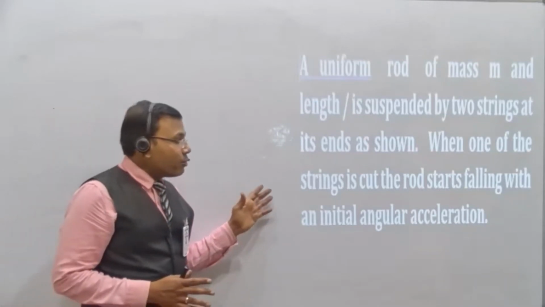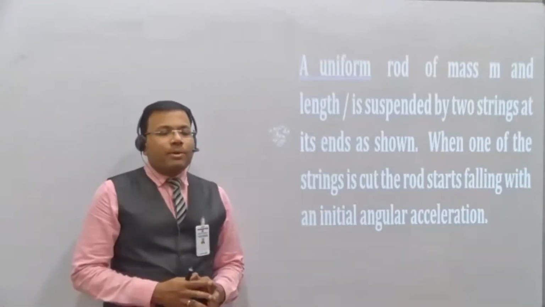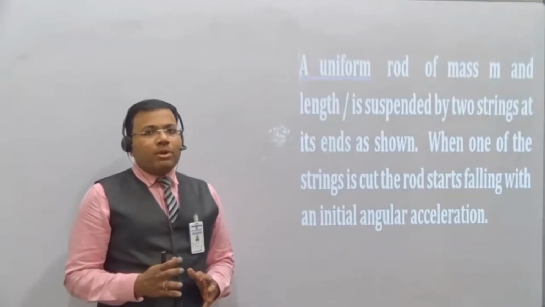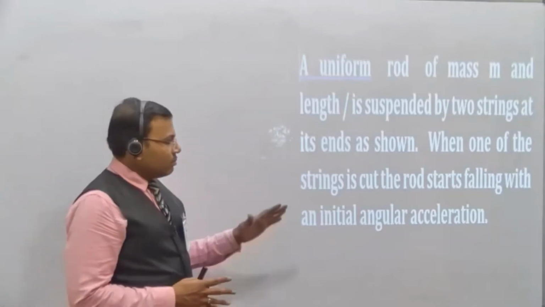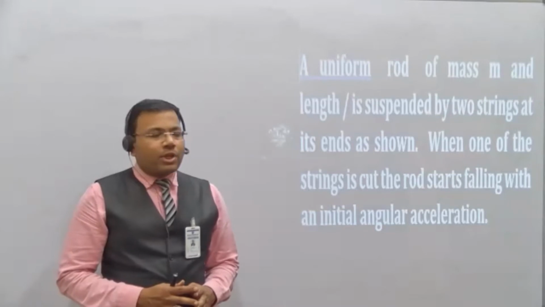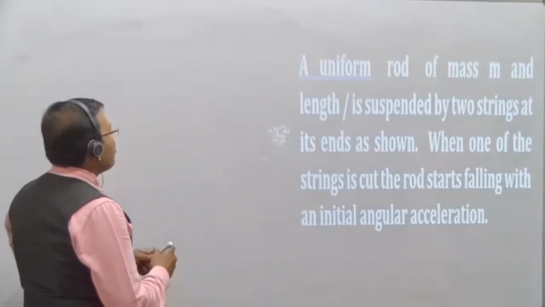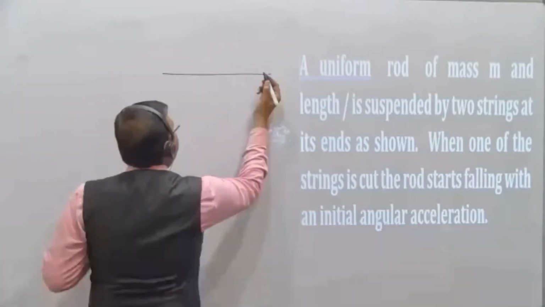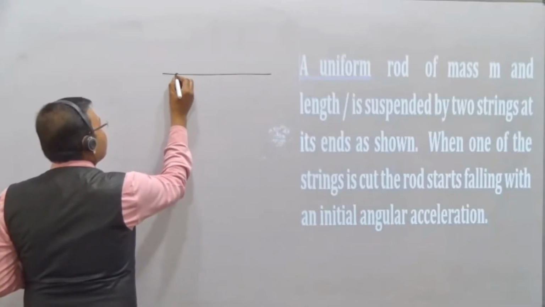This is, I can say, the most important question of this topic. Most important, meaning very much important, beta. The topic we are studying today, that is dynamics of rotational motion, this is one of the most important questions for that. So here, try to understand. This is the diagram mentioned in the question.